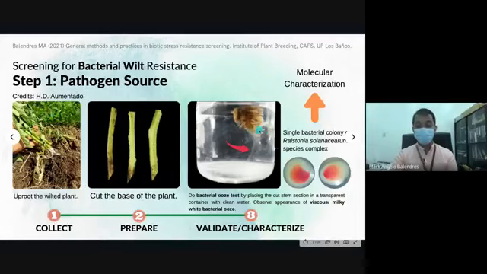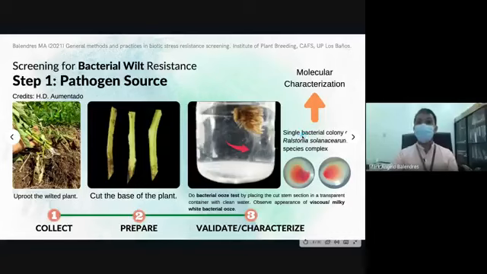And this is probably the easiest, most reliable test for bacterial wilt in the field. Once you see that viscous, milky white substance, it indicates that there are bacteria in the infected tissue. And for us, once we found this whitish substance, we could get a sample from this water and streak that on a culture media, and then we do molecular characterization.